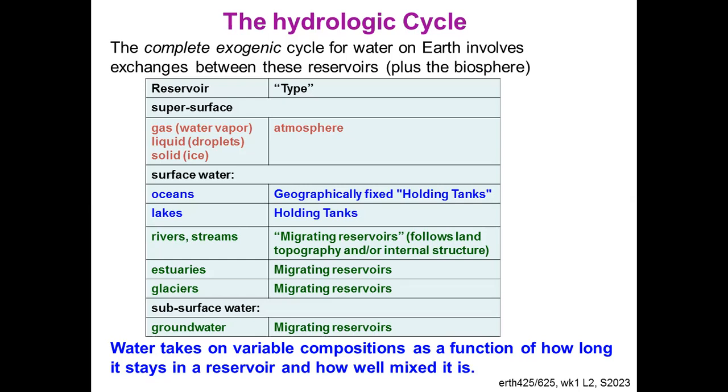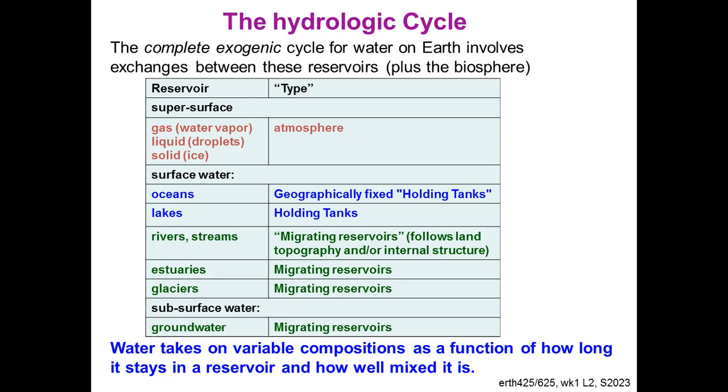And then we have surface water that sits in very large bodies, the oceans, of course, as well as lakes. And I call these geographically fixed holding tanks. Water tends to spend a fair amount of time there and accumulate compositional attributes because of it. And then pretty much all the other reservoirs I consider migrating reservoirs. Water goes into those things and it moves relatively quickly across the land surface.